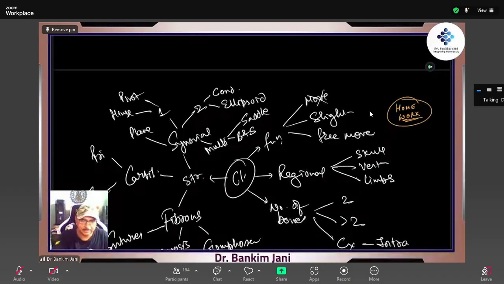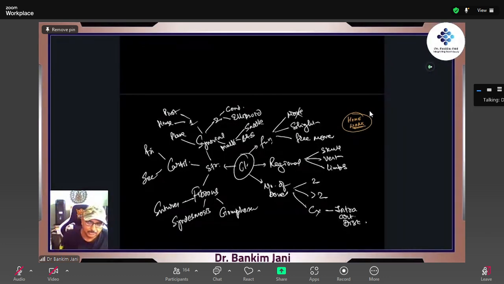So let's see this. Very easy, right? So the first is classification. Based on the structure, whether it was fibrous, we talked about suture, then there were various types of suture, then syndesmosis, then gomphosis, clear? Then in cartilaginous, there was primary and secondary. And then synovial. In synovial, it was plane, hinge, pivot. This was one axis, second axis was condylar and ellipsoid, and multi-axial is saddle and ball and socket.